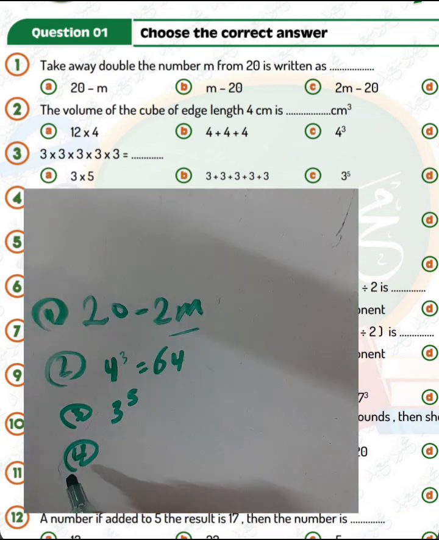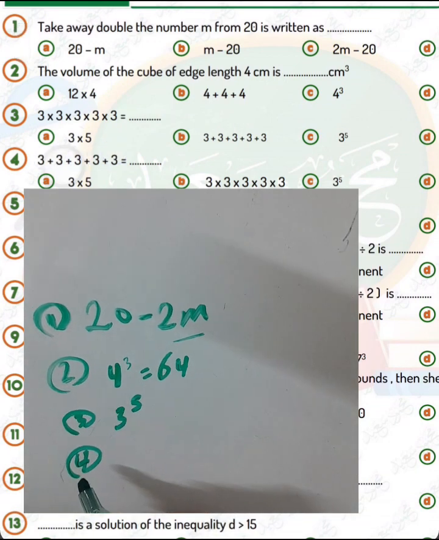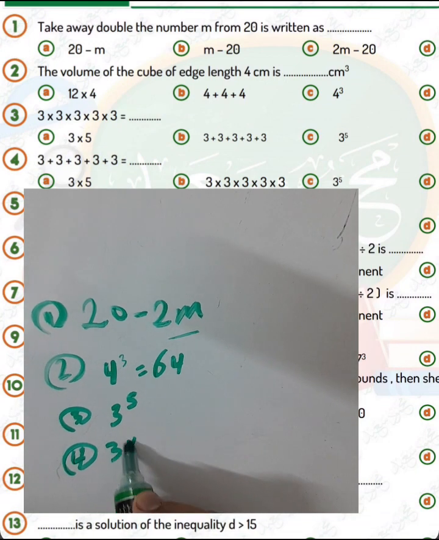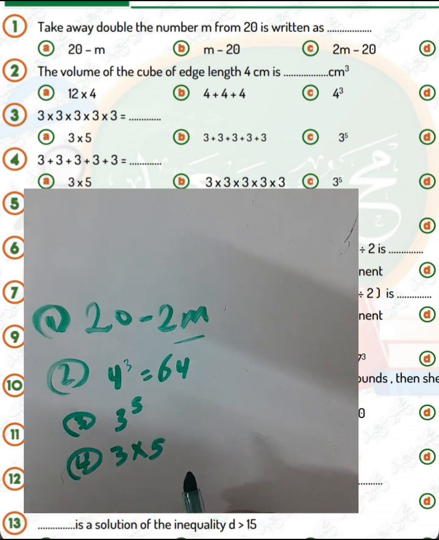Question number 4. 3 plus 3 plus 3 plus 3 plus 3. It means 3 times 5, because 3 here is added to itself 5 times. It means 3 times 5.